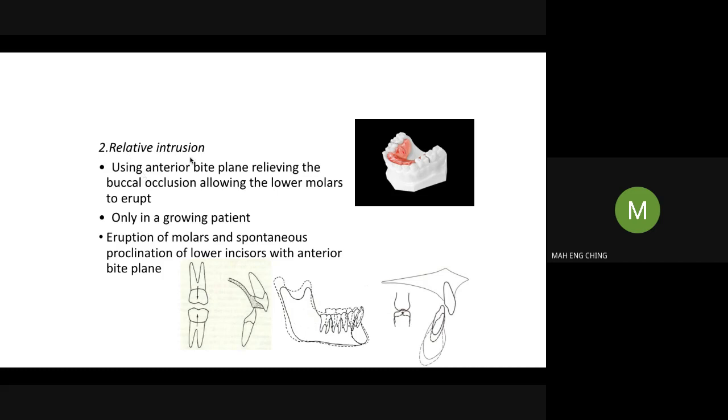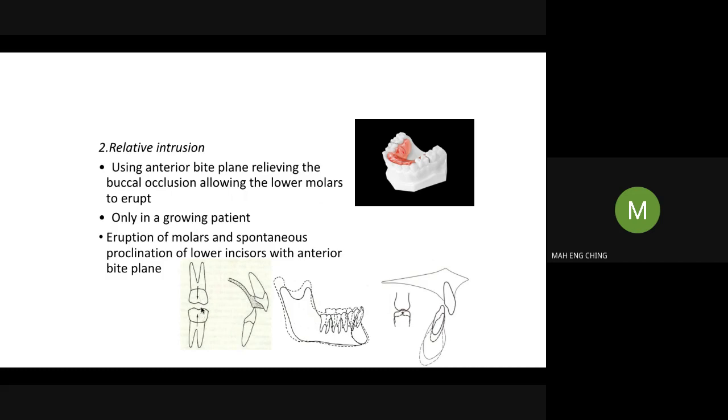So relative intrusion just means using the anterior bite plane, then relieving the buccal occlusion, then allowing the lower molar to erupt. This can only be done in growing patients. Then there's the eruption of the molar and spontaneous proclination of the lower incisor with the anterior bite plane. So imagine if you put this removable anterior bite plane, they separate the upper and lower teeth. This bite plane means you put something like acrylic or a thickening of the plastic on the anterior teeth. By doing that, the lower incisor cannot bite on the upper incisor.